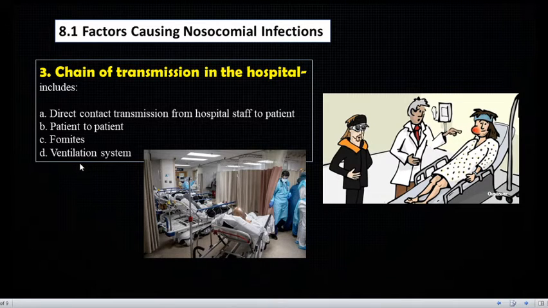Okay, letter D, we have ventilation system. Now, transmission of nosocomial infections also varies depending on the quality of the ventilation system of a healthcare establishment. Okay? So, nagde-depend din sa ventilation system. Especially if the disease or the infection is airborne. Now, if airborne, yung virus or bacteria, 'di ba? If the ventilation system is not good inside the hospital, then most probably nosocomial infections will occur.